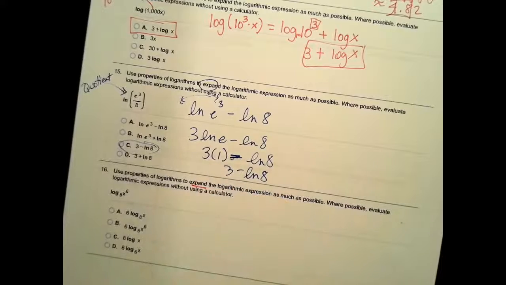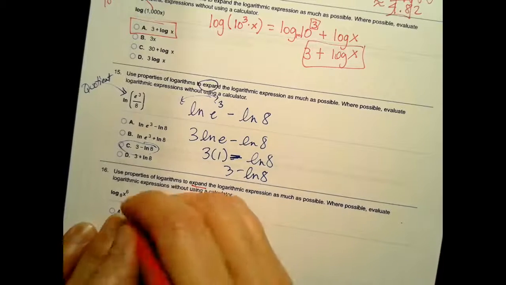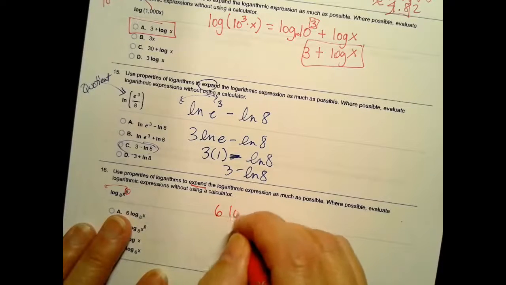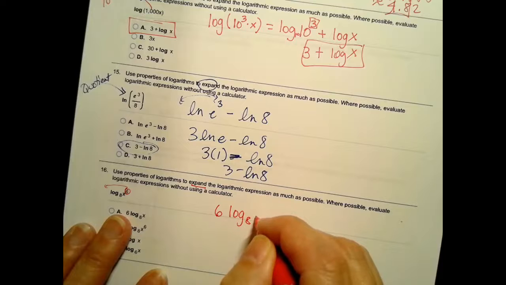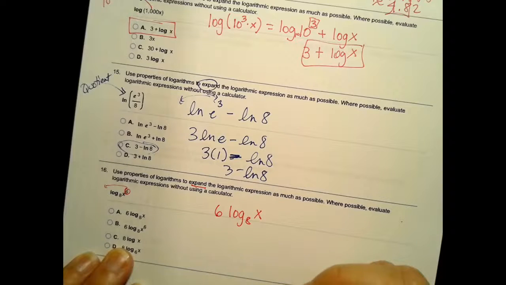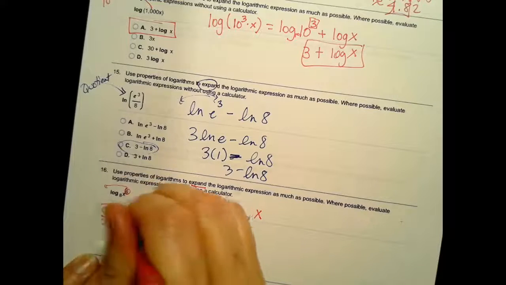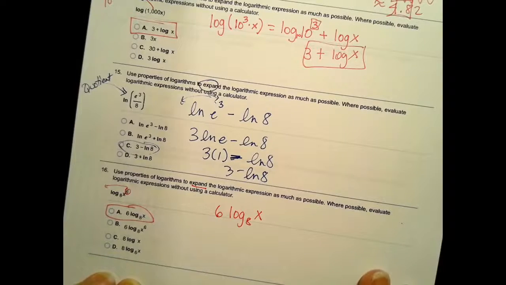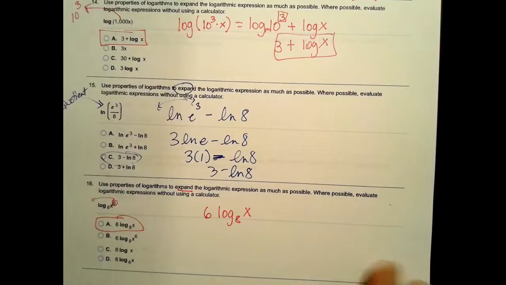This one says to expand again. So we're trying to expand. I know that if I have a power, I can bring it out front. So that's going to be 6 log base 8 of x. And there's nothing else we can do with that one. So that one's done. 6 log base 8 of x. That's it. Okay.